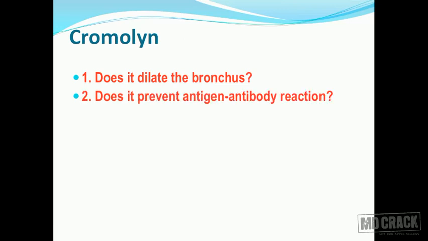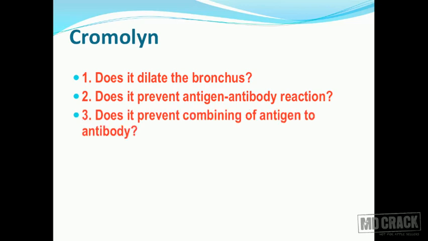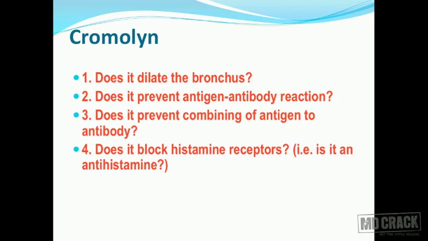Question number 2. Does it prevent antigen-antibody reaction? No, it doesn't prevent the antigen-antibody reaction. Antigen-antibody reaction could happen, but it's going to stop the degranulation of the mast cell. Does it prevent combining of antigen to the antibody is the third question. Because at every stage, you could expect the drug to act. No, it doesn't prevent the combination of antigen with antibody.